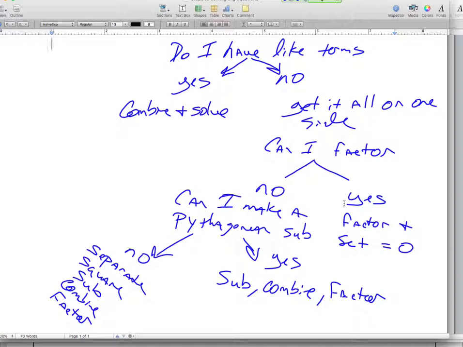If the answer is no, I get it all on one side. After I get it all on one side, I ask myself, can I factor? If yes, then I factor, set it equal to 0, and finish it up. If no, I ask myself, can I make a Pythagorean substitution? If I can, then I substitute, combine, and factor. If I can't, then I need to separate, square, substitute, combine, and factor. That's the thought process. You follow that thought process, you can do any problem that I give you.